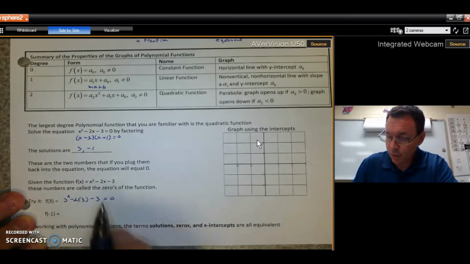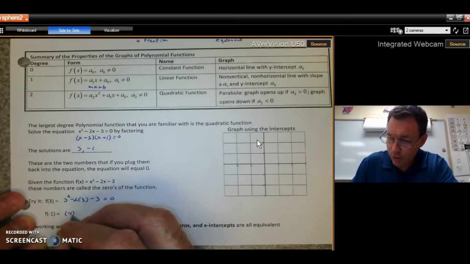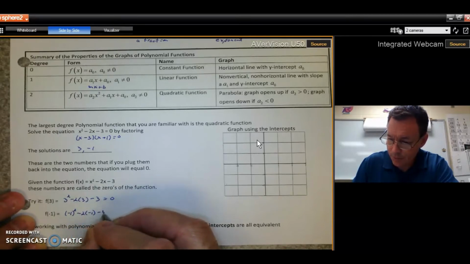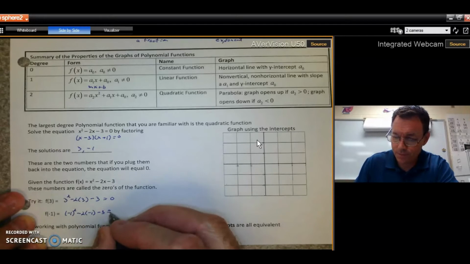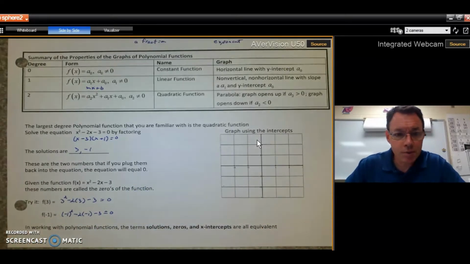If you take -1, now be very careful with the -1 squared minus 2 times -1. Make sure you square the -1 correctly. So -1 squared is +1. But then it's going to be -2 times -1, which is +2. So 1 plus 2 is 3, minus 3 is 0. Okay? So those two numbers are called the zeros of the function.